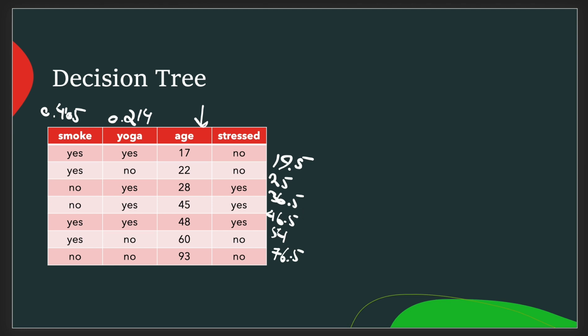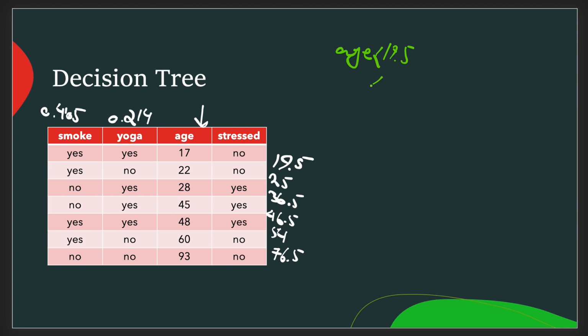And then what we need to do is to calculate the Gini impurity for each of these average values. I know this may sound like a lot of work, and yes, it is, because a decision tree is a greedy algorithm. But the math behind it is super simple. So let's say we have 19.5. The condition is, if age, for example, is less than 19.5.